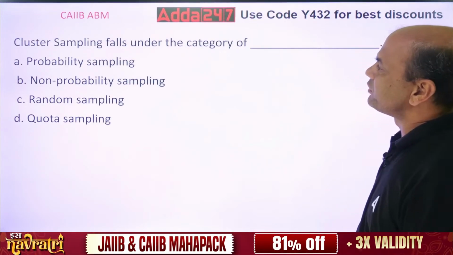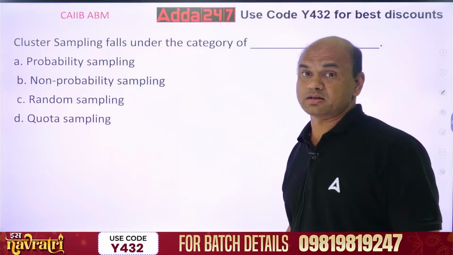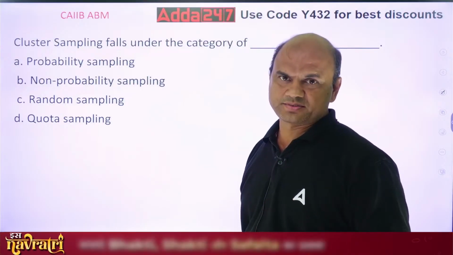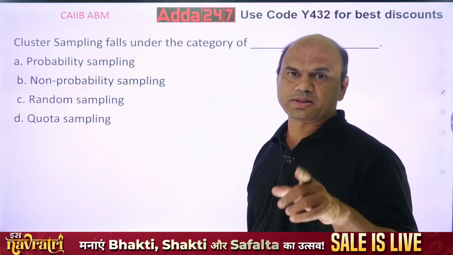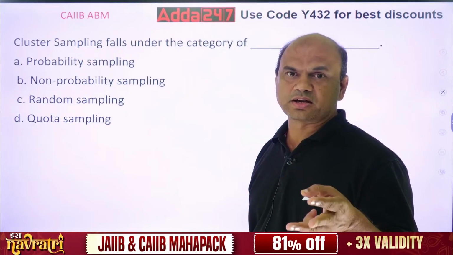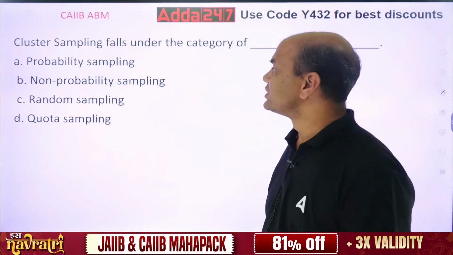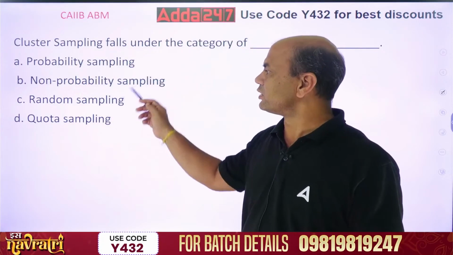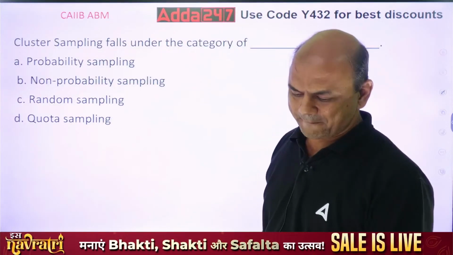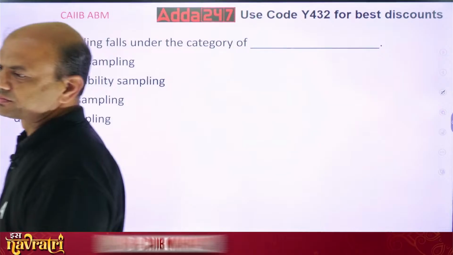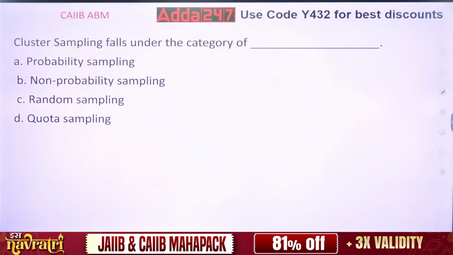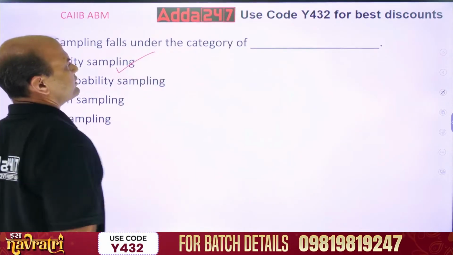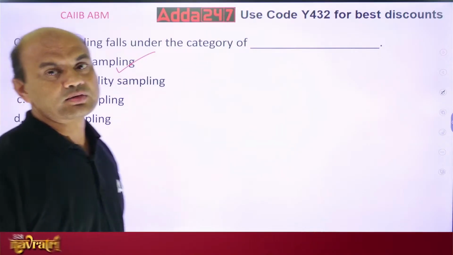Cluster sampling falls under the category of cluster. Now look at this. Probability sampling, as I told you earlier, has 4 parts. Simple random, systematic, stratified, and the last one is cluster. So what is cluster sampling? This cluster sampling is a part of what? Probability, non-probability, random, or quota. Think, everyone. Just now I gave you. It's a part of probability sampling.